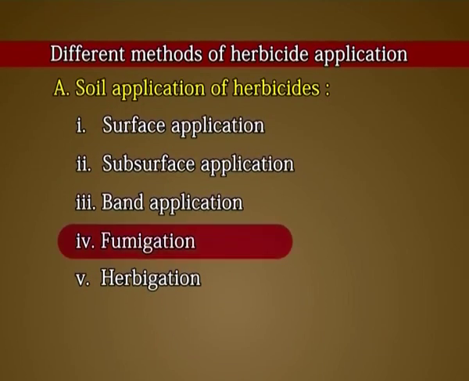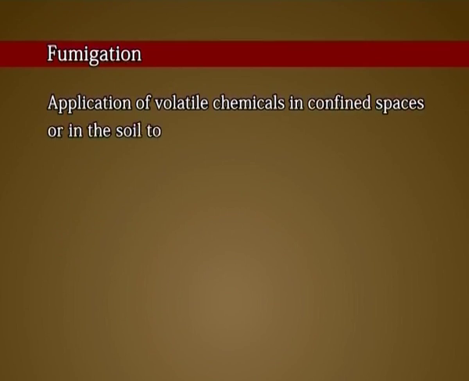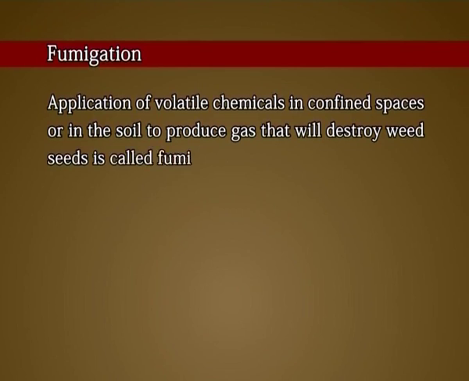Number 4, fumigation. Application of volatile chemicals in confined spaces or in the soil to produce gas that will destroy weed seeds is called fumigation. Herbicides used for fumigation are called fumigants. Example, methyl bromide. Fumigants are good for killing perennial weeds and also for eliminating weed seeds.